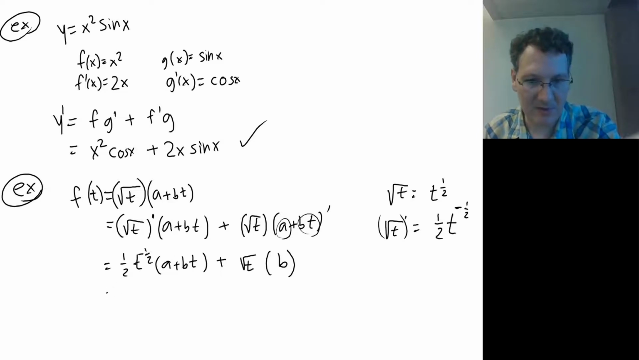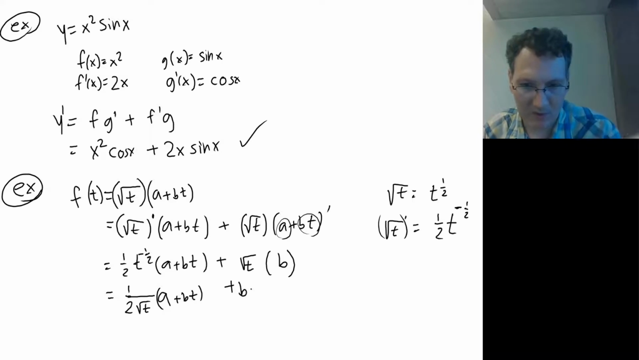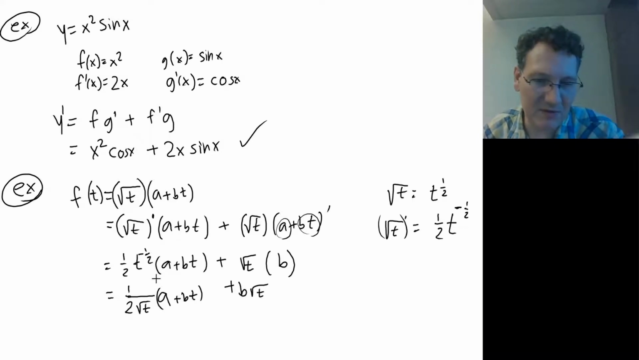Now we're going to clean this up a little bit. This is 1 over 2 root t. T to the negative 1/2 would be a square root of t in the denominator. And then I'm actually going to have times a plus bt. I'm going to move things around a little bit. Now, at this point, I've actually got the derivative. I'm just doing a little bit of tidying up for my own pleasure.